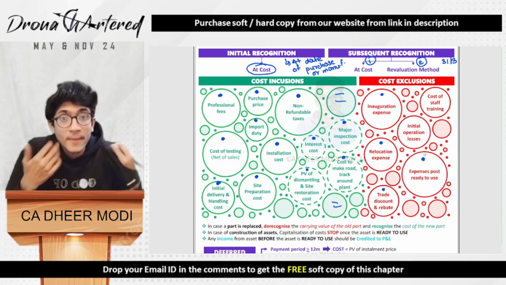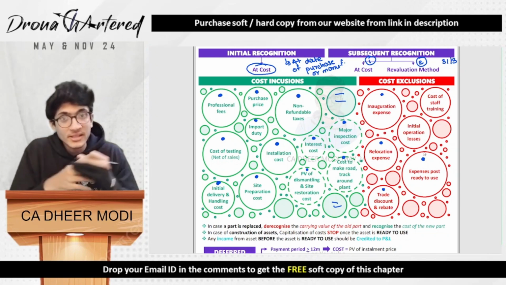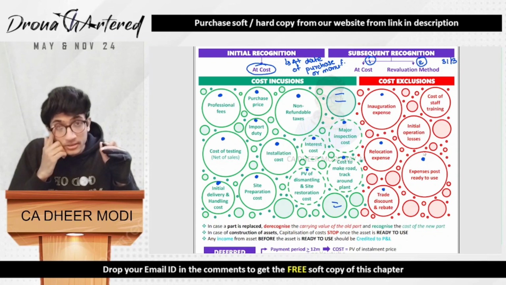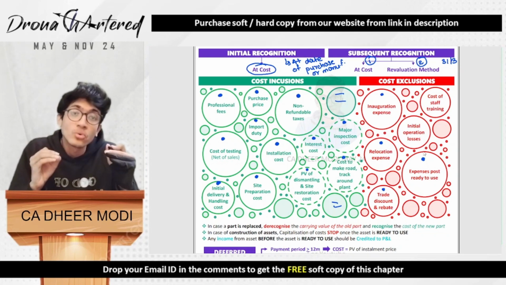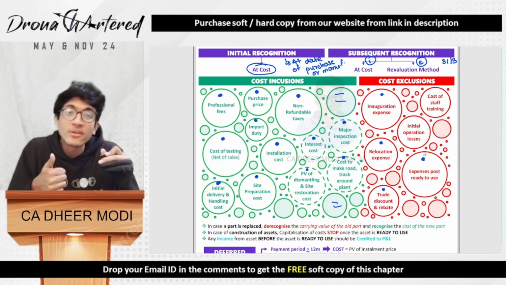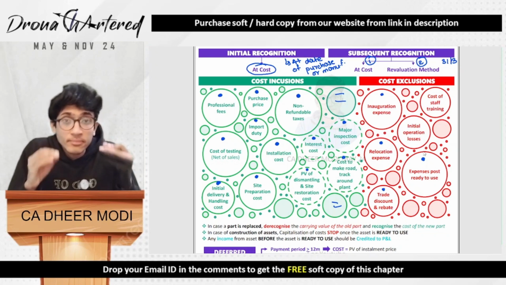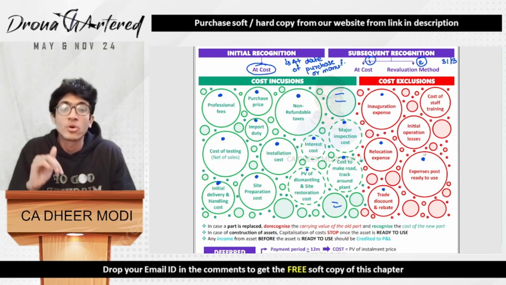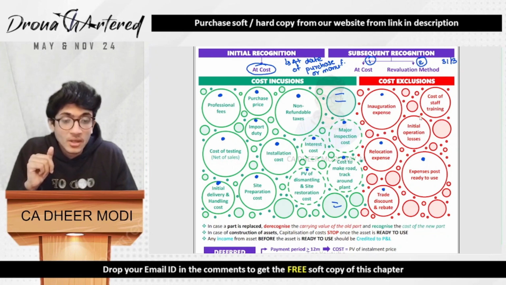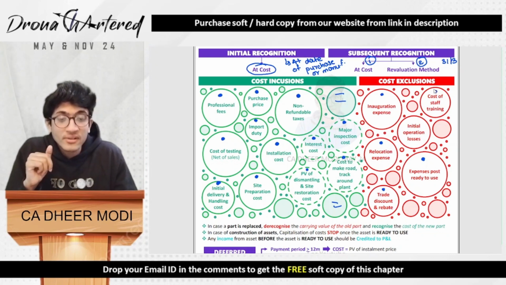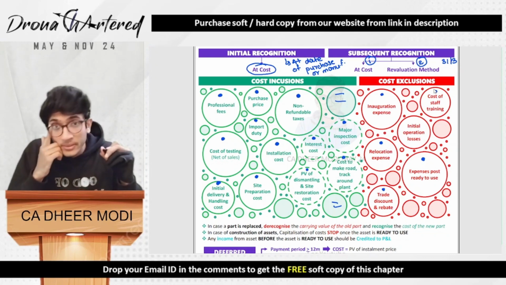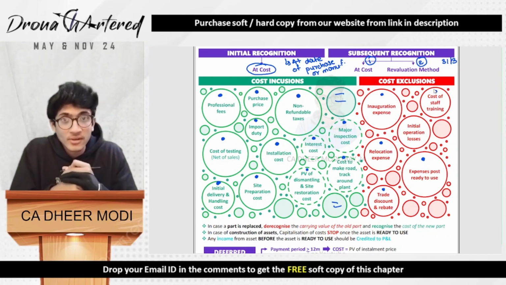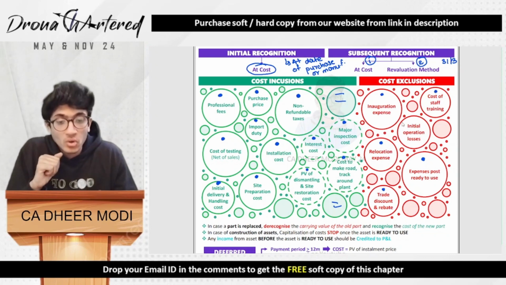So if you are manufacturing an asset, the cost up till it is ready to use, all of that will be cost. But any expenses, any cost that is incurred after the asset is ready to use, that will not be part of cost. Cost of staff training will also not be included, because if you are training the staff, that will not be included as cost.